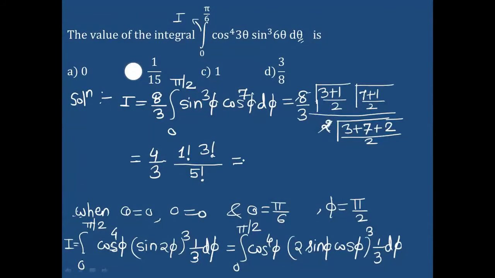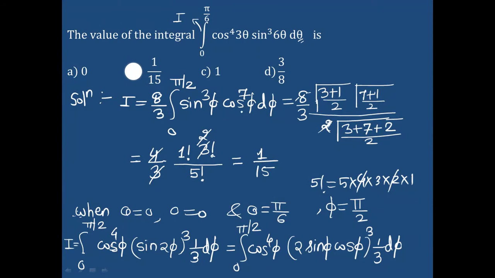So finally what you will find is, here 3 will get cancelled, right? What is left? 2. Any other cancellation possible? Here 5 factorial means 5 into 4 into 3 into 2 into 1. Out of that 2 and 4 will get cancelled, right? What is left? 5 and 3. So in the numerator we have 1 as well, and in the denominator I have 15. So like this the answer obtained is option number B, right?